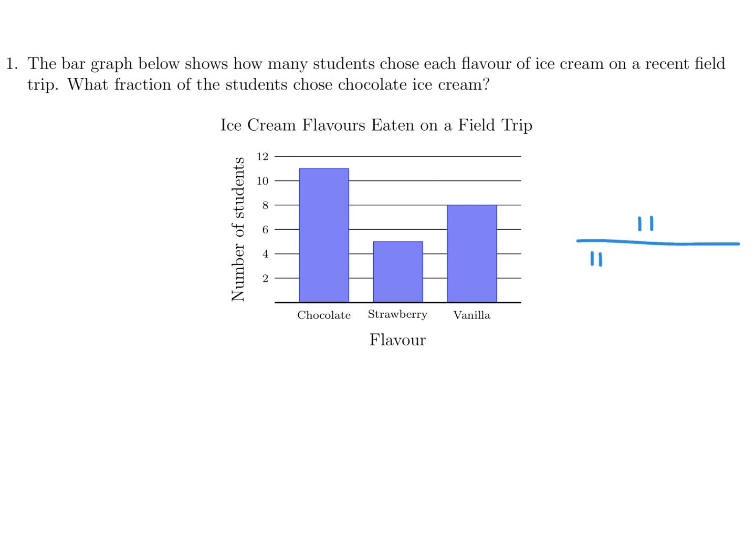So that's going to be 11, strawberry, let's see here, 5. And then vanilla is 8. And everybody loves ice cream. And therefore, that would be 11 over 24. And that's basically all they're looking for in this question.